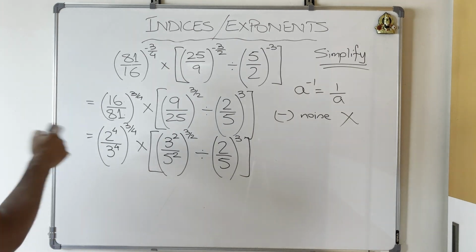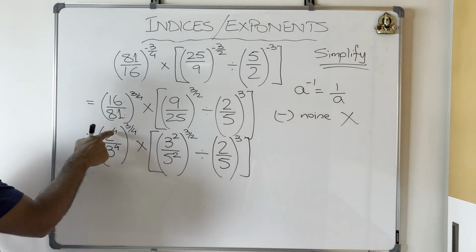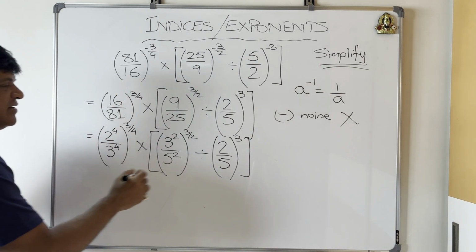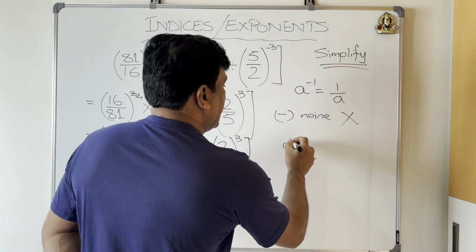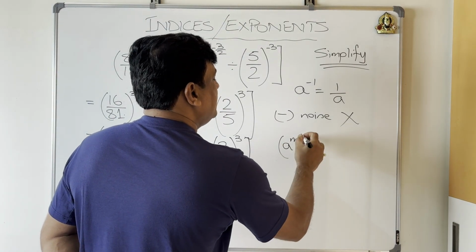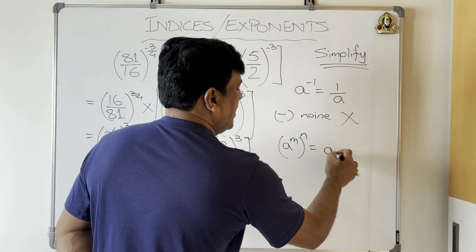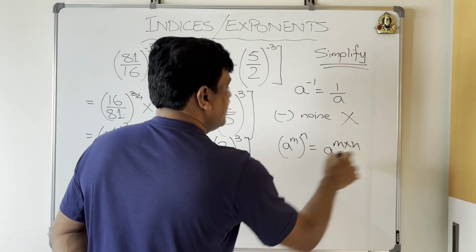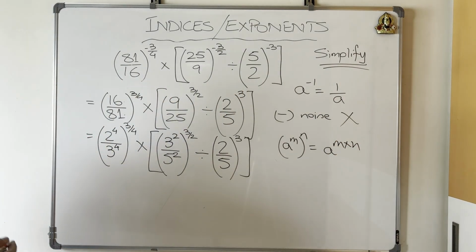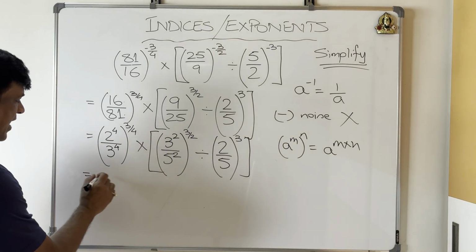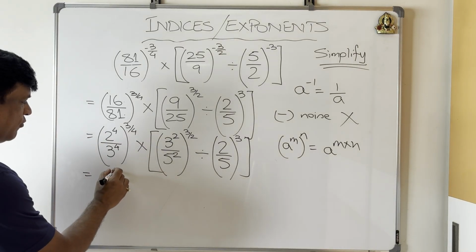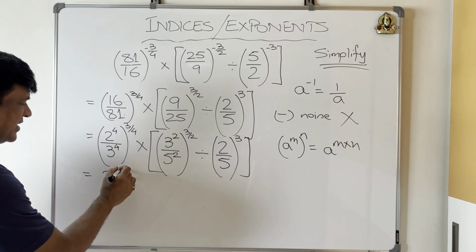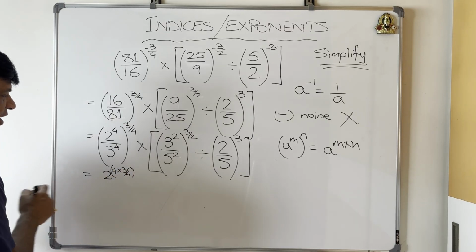Okay, right? Now look at it. You have a 4 here. So again, can I use that rule? A to the power m whole to the power n is equal to a to the power m into n. Can I use it over here? Yes. So what am I going to do? I'm going to put it as 2 to the power 4 into 3 by 4 in the numerator. This is 3 by 4 in the numerator.